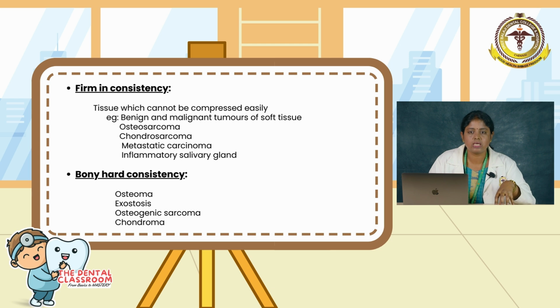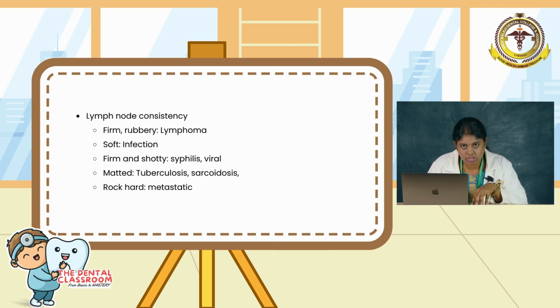Speaking about consistency, lymph node swelling will also be present, where the patient presents with a swelling. So lymph nodes alone have various consistencies and each consistency will give you a diagnosis. If the lymph node is firm and rubbery, that denotes that it can be a lymphoma. Lymph nodes can be soft if it is infectious. It is firm and shotty. Shotty meaning it is very small and it is slipping away. So it is a very classic feature of syphilis and any viral infections.